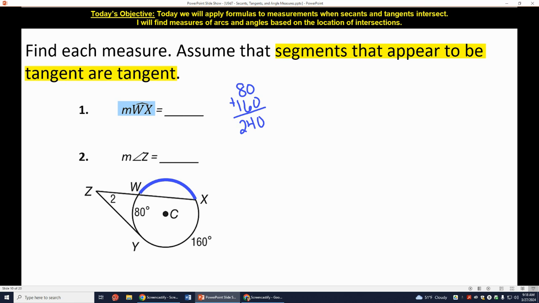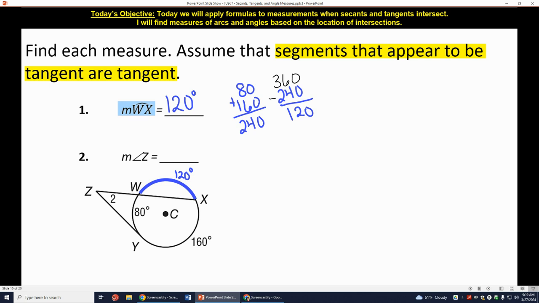I want to know what's left for just the blue arc. The whole circle is 360 degrees. I've used 240 degrees, so what's left is 120 degrees. That's the measure of arc WX.